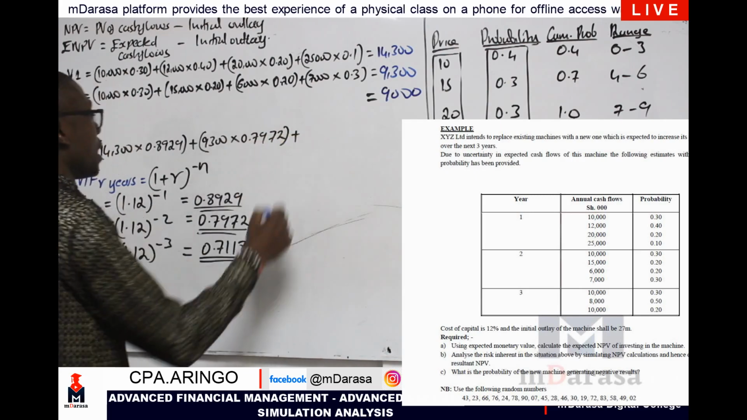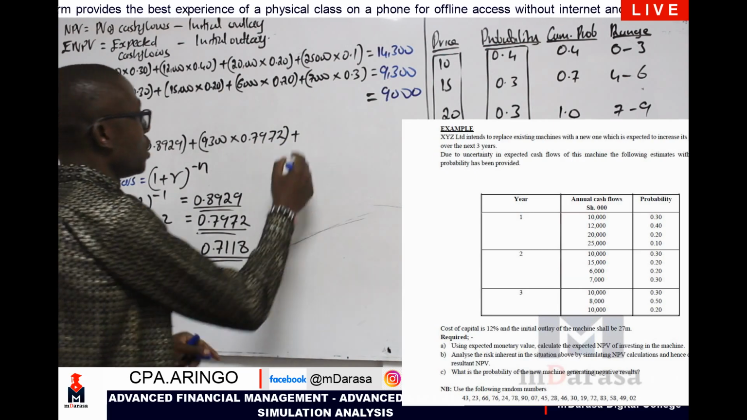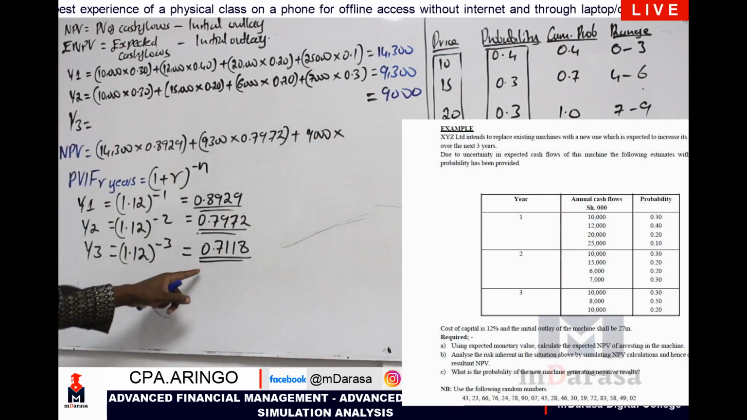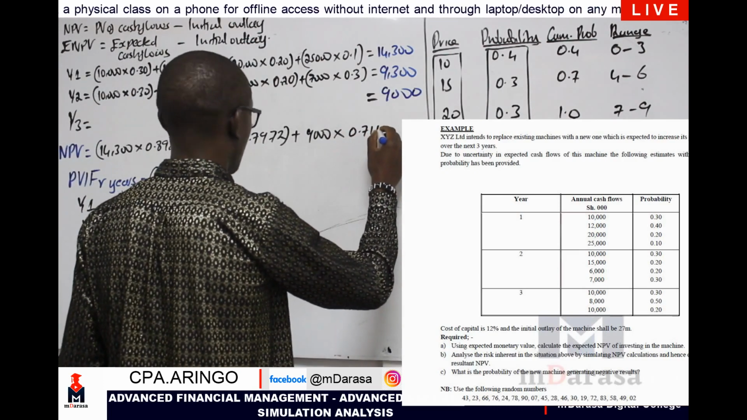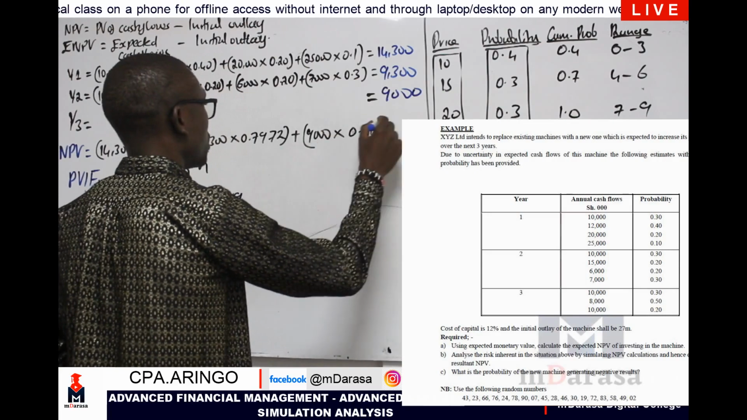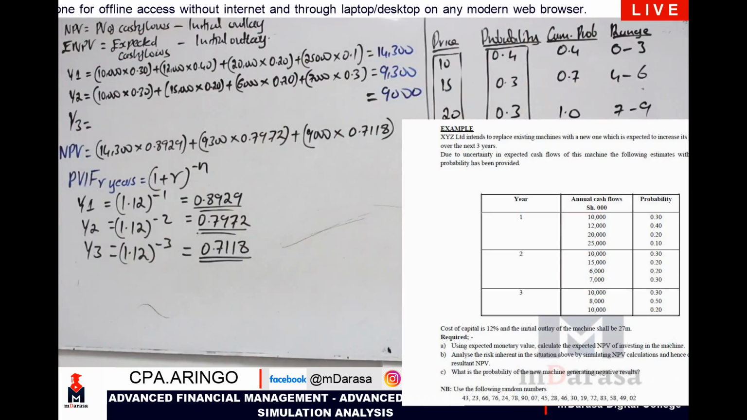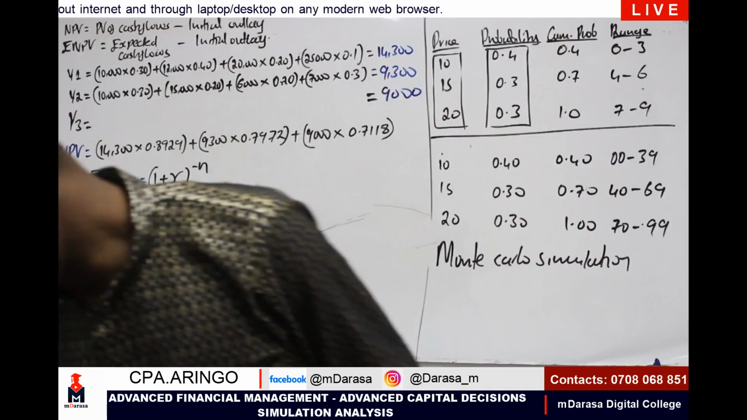We are going to add year 3. I should be talking of 9,000 cash flows times our factor 0.7118. So this should give us how much? At this point, let me just hide this question for a while. Yeah, I should be having that.